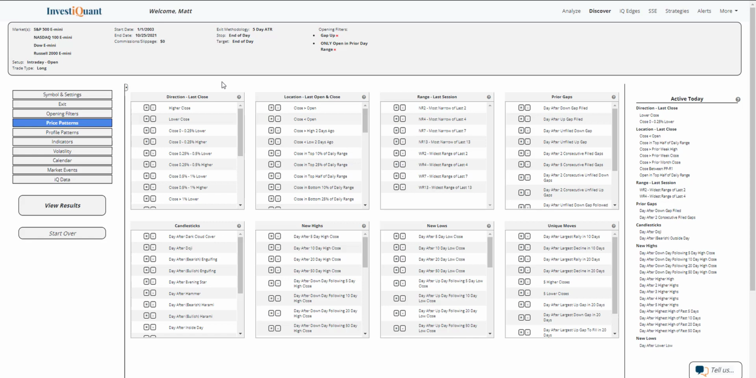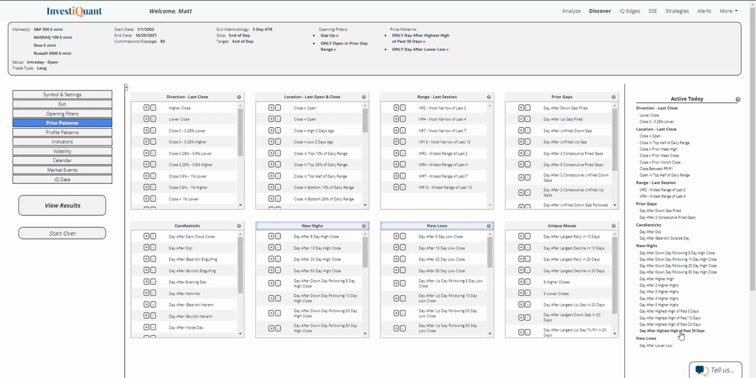So the easiest way to do that's just going to be from working from the active today section. And I'm going to go down to the new highs section, and I'm going to say that the prior day was the highest high of the past 50 days. That's the second to last option here. And then I'm also going to go right below that and say it also made a lower low. So it made a lower low and the highest high of the past 50 days.